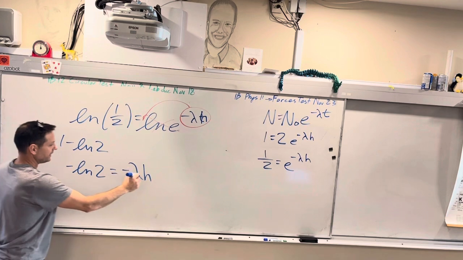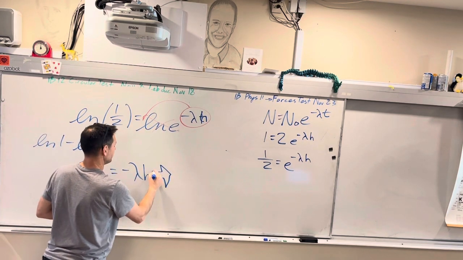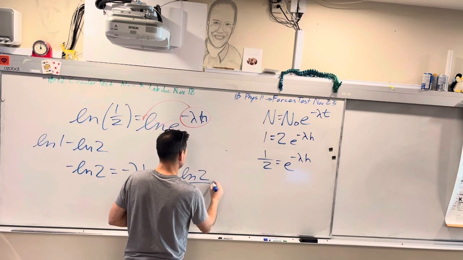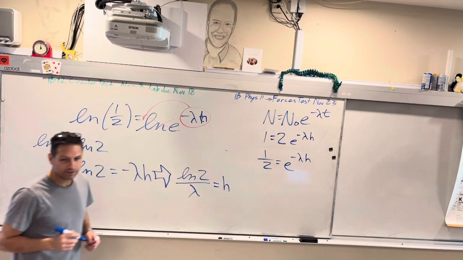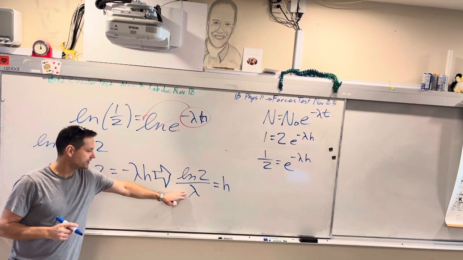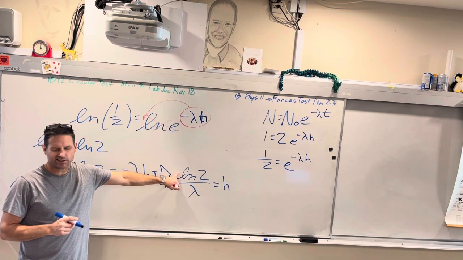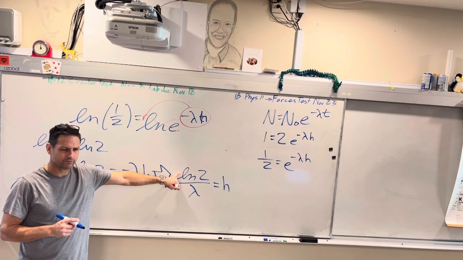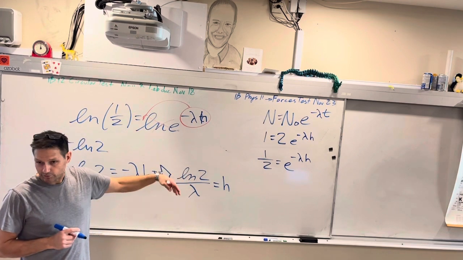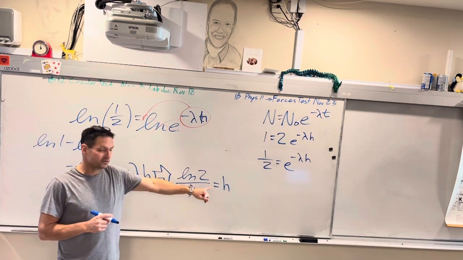The negatives go away because they're on both sides, and so you have ln of 2 over lambda is your half-life. Okay. So if you know the decay constant, the ln of 2 is 0.693, I think. Can someone confirm that for me? So sometimes people just remember the number, or you can just remember ln of 2 over lambda is your half-life.